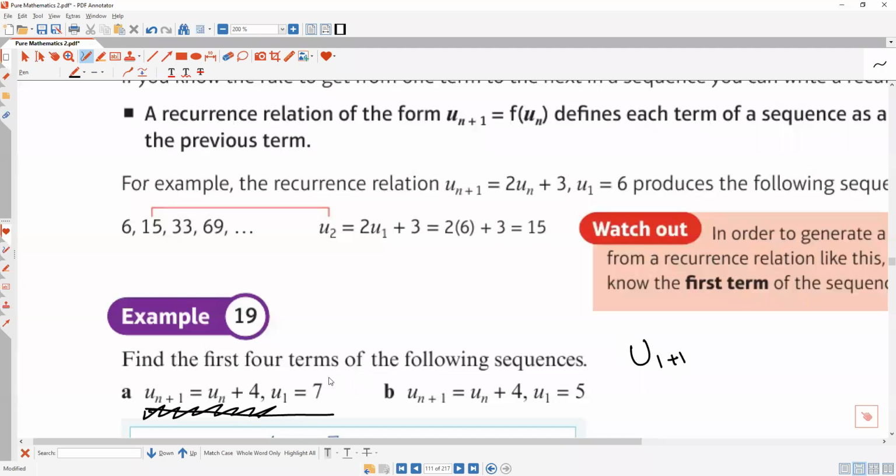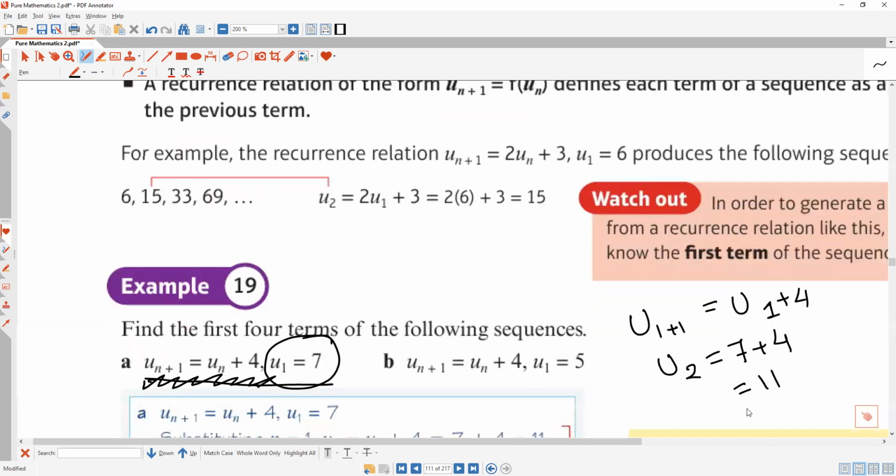I want to find U2. U1 is given to me. So to find U2, I can write U1 in place of Un, because what is 1 plus 1? U2. Then here I write U1 plus 4. So U2 equals U1 plus 4. What is the value of U1? 7 plus 4. How much is it? 11. So I got my U2.